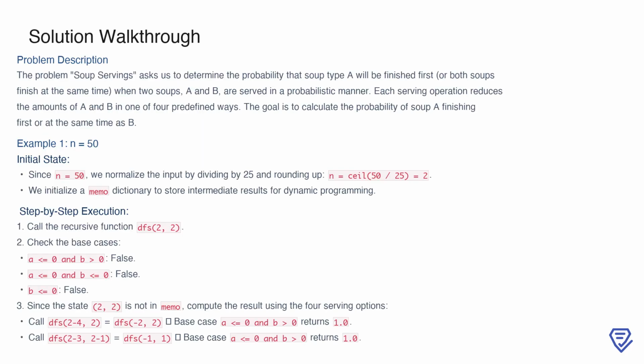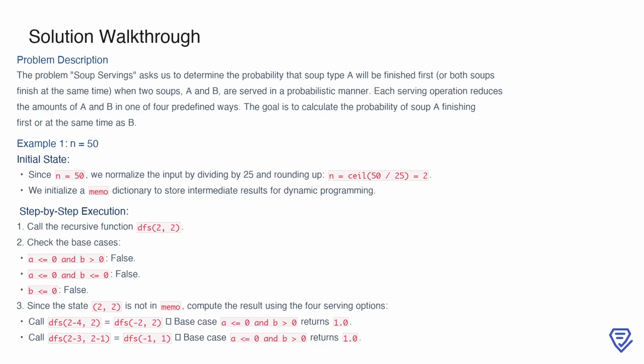To solve the soup servings problem, we are tasked with calculating the probability that soup A finishes first or both soups finish at the same time. The process involves serving soups A and B according to four predefined operations. Each operation reduces the quantities of A and B in different ways, and we need to simulate this repeatedly to determine the probability outcomes.